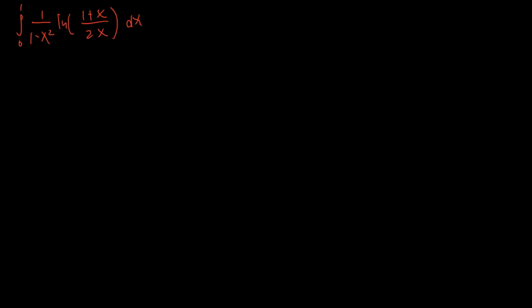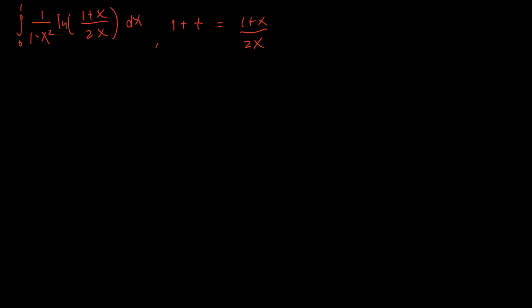Today we'll be doing the integral from 0 to 1 of 1 divided by 1 minus x squared times the natural log of (1 plus x) divided by 2x dx. And to start off, we'll make a substitution. So we're going to let 1 plus t equal (1 plus x) divided by 2x.